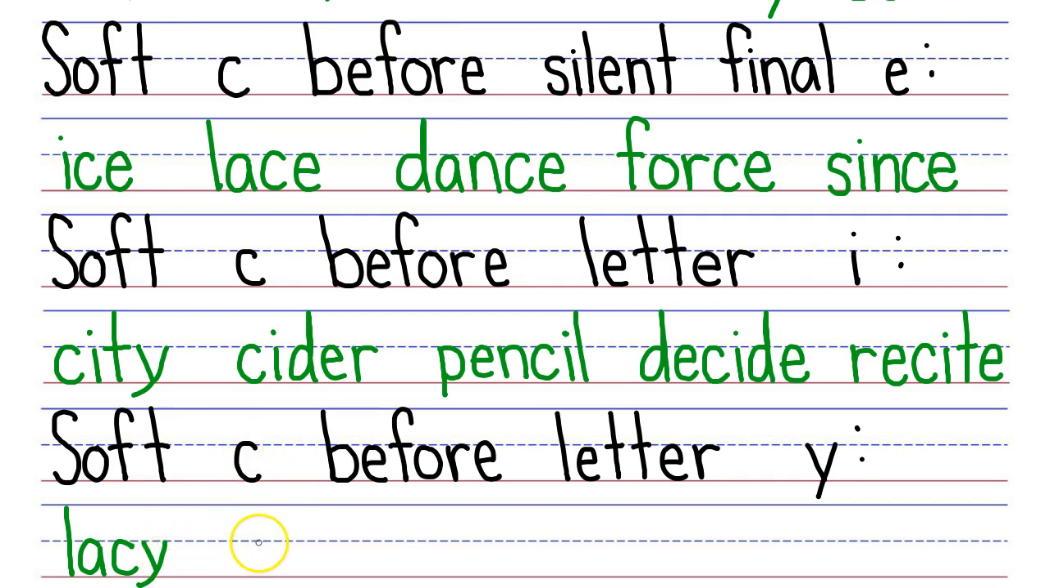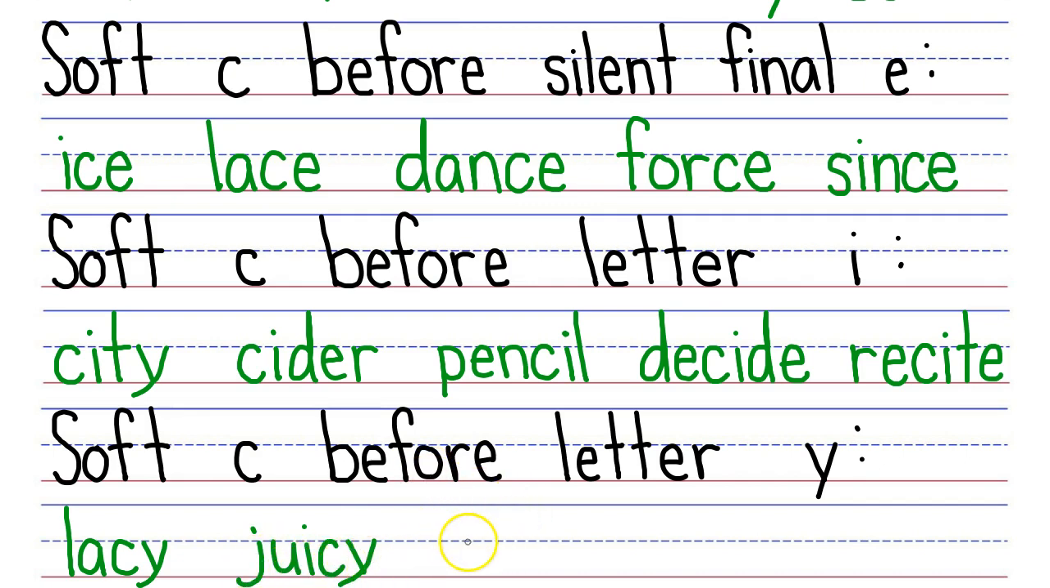Next word, juicy. We've got the J that says J, followed by the UI phonogram that says oo, followed by the C that makes the soft C sound, S, because it comes before the Y that makes the long E sound, E. J, oo, S, E.